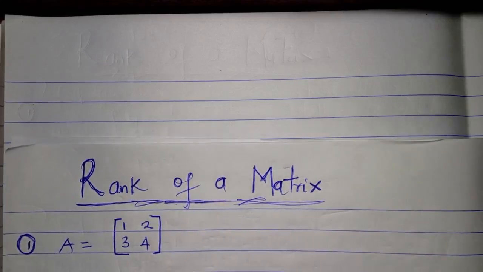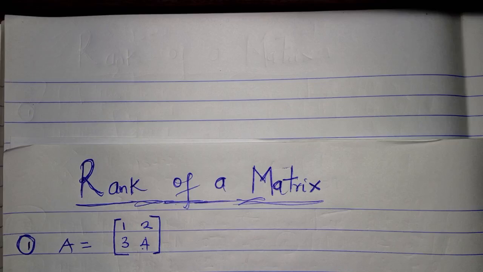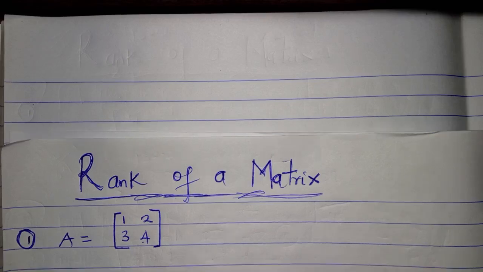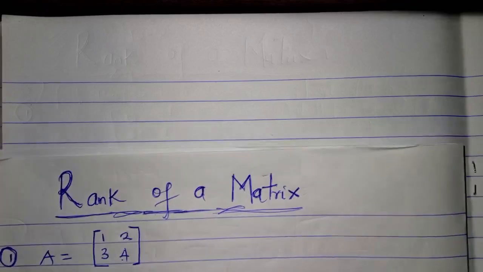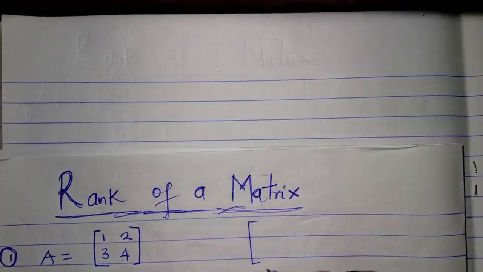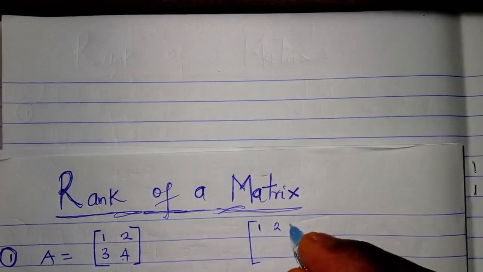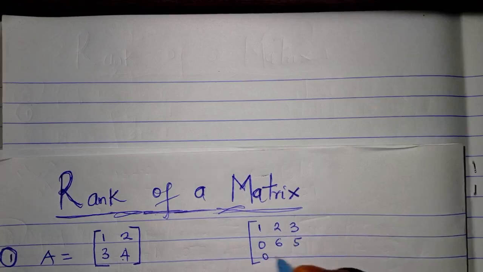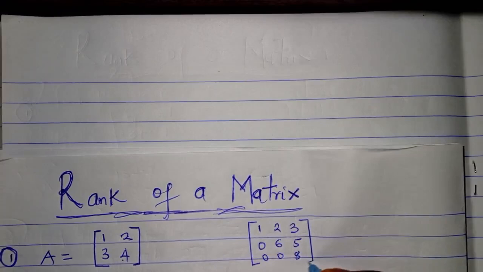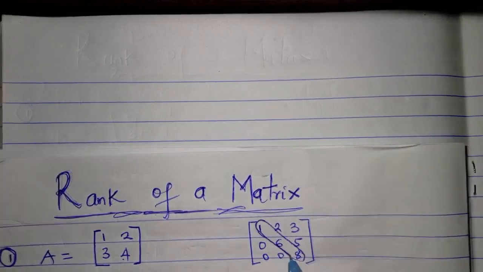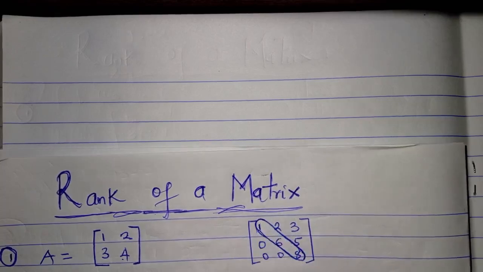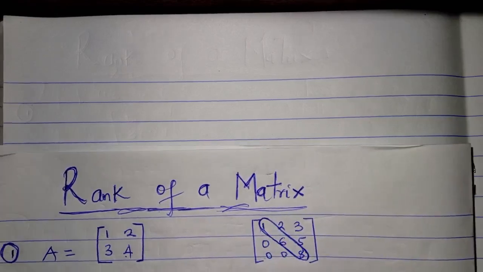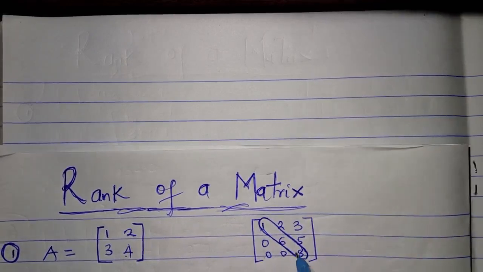I have the matrix A with the entries 1, 2, 3, 4. We have to determine the rank of this matrix A. Now, the row echelon form is actually in this format. Let's say I have 1, 2, 3, for example, 0, 6, 5, 0, 0, 8. This is actually the row echelon form. All elements below the principal diagonal are 0, 0, 0. So this is for a 3 by 3 matrix.